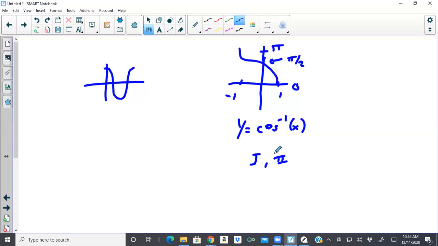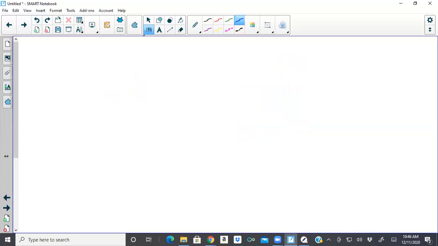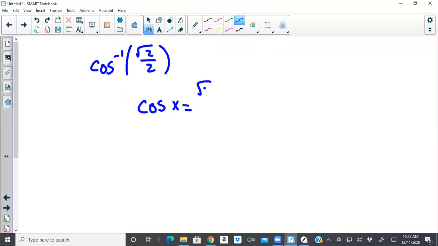Okay, so as we work our way through, we might be asked to find exact values of things. So we may be asked to find something like the inverse cosine of the square root of 2 over 2. I might be asked to find that exact value, right? If I'm asked to find the inverse cosine of the square root of 2 over 2, you have to think of this as cosine of x is equal to the square root of 2 over 2.